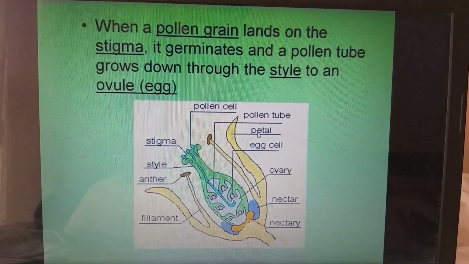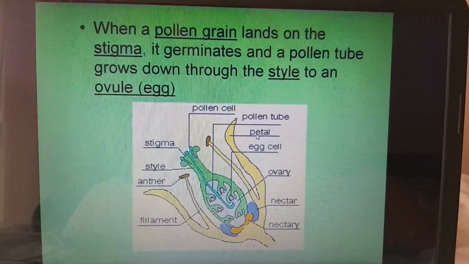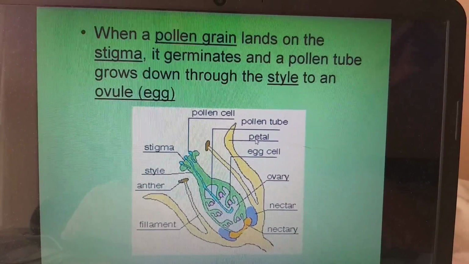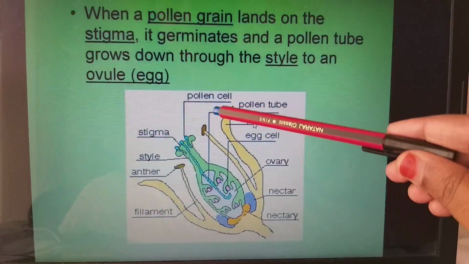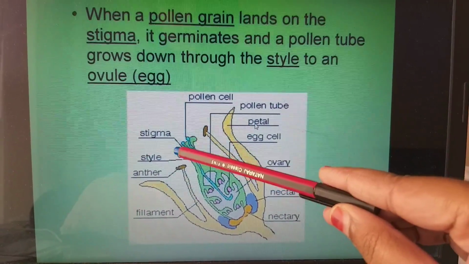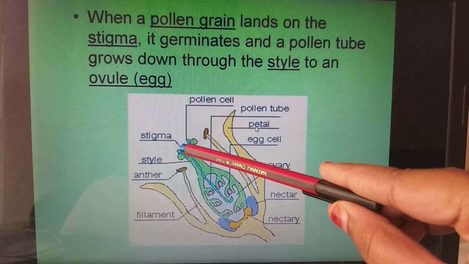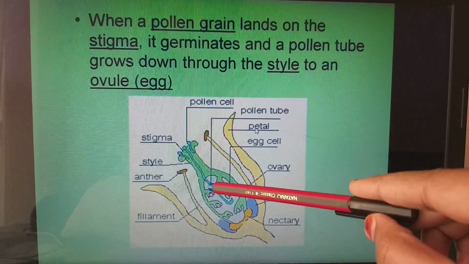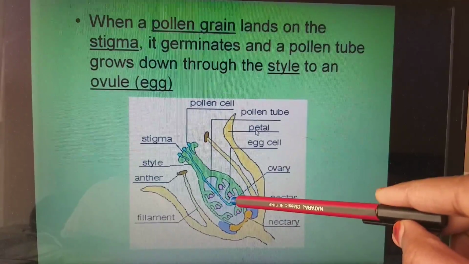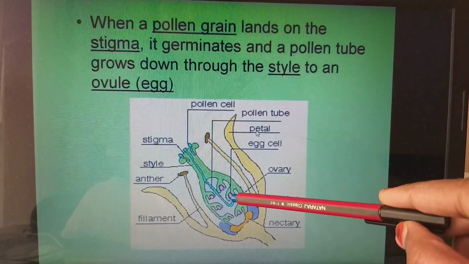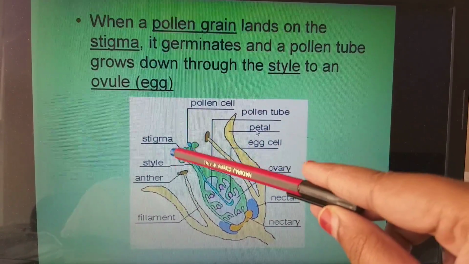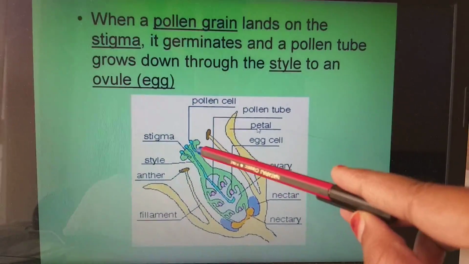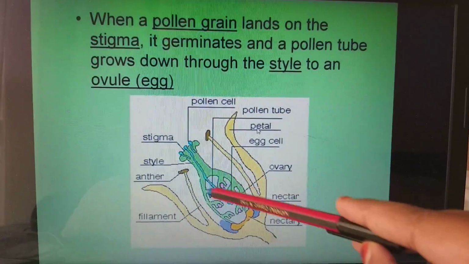When the pollen grain lands on the stigma, it germinates and the pollen tube grows down through the style to the ovule, or the egg. For example, in this picture it is clearly shown that when the pollen grains fall on the stigma, it develops a long tube which we call the pollen tube. Now the pollen tube extends to the ovule for fertilization. If you can see here, we have three pollen grains, and they are growing towards the ovary.